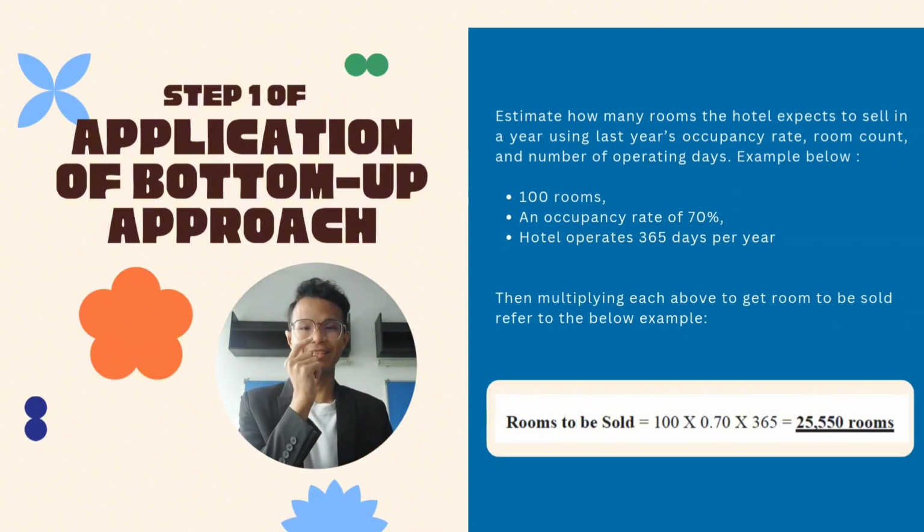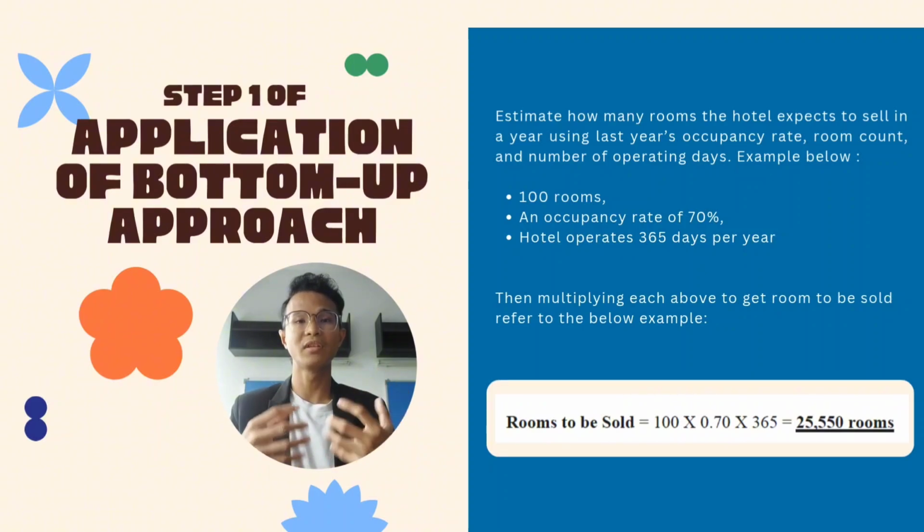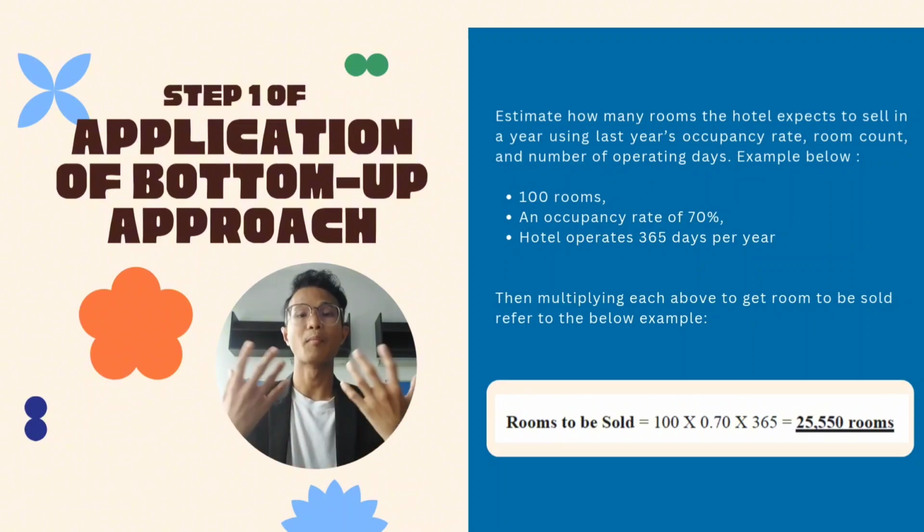using last year's data. For example, if the hotel has 100 rooms with a 70% occupancy rate and operates 365 days a year, the number of rooms sold will be determined by multiplying the total rooms, which is 100 rooms, by the occupancy rate 0.7 for 70%. Then multiplying that result by the number of operating days, which is 365 days in a year. This gives them a figure of 25,550 rooms to be sold in that year to receive their target profit.